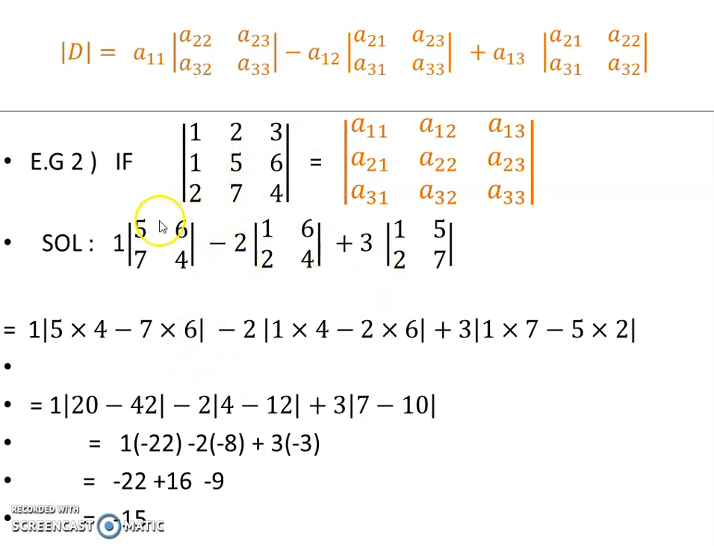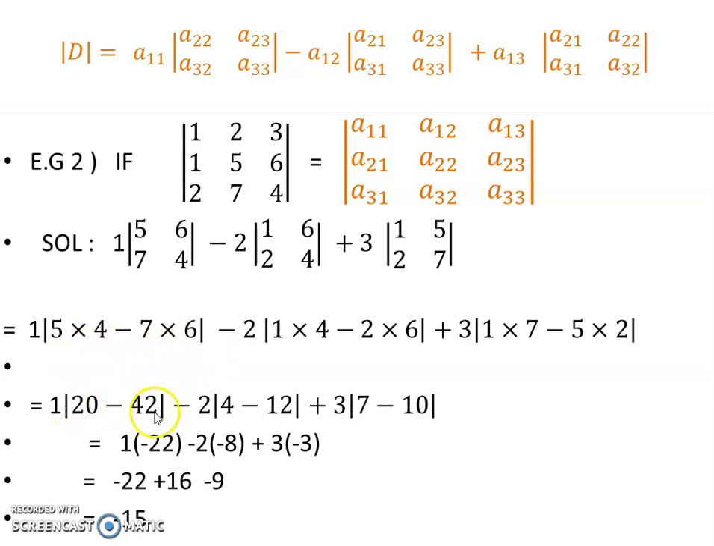Now we know that for a 2 by 2 order determinant A, B, C, D, we take AD minus BC. So 5 into 4 remains the same. The middle is always minus. 7 into 6. Minus 2 remains outside the bracket. 1 into 4 and 2 into 6. So I write here. Next, plus 3 remains the same. 2 into 5 and 1 into 7. So in 1 into 7 you should write first on the right hand side. So 1 into 7 minus 5 into 2. So 5 into 4 is 20.